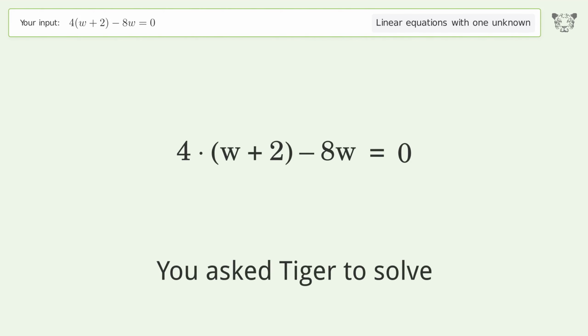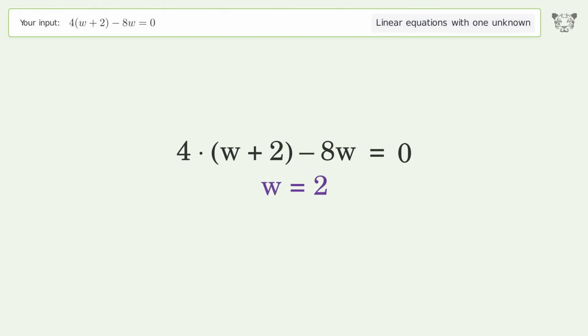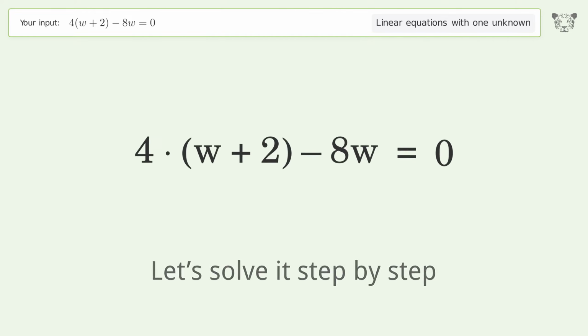You ask Tiger to solve. This deals with linear equations with one unknown. The final result is w=2. Let's solve it step by step.